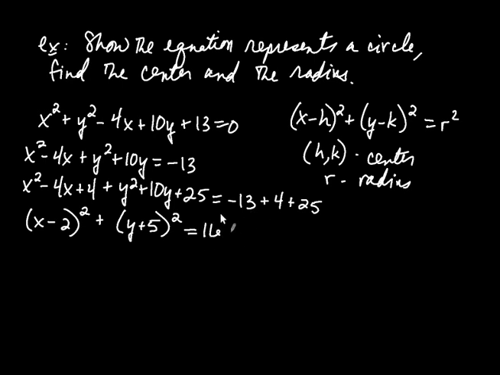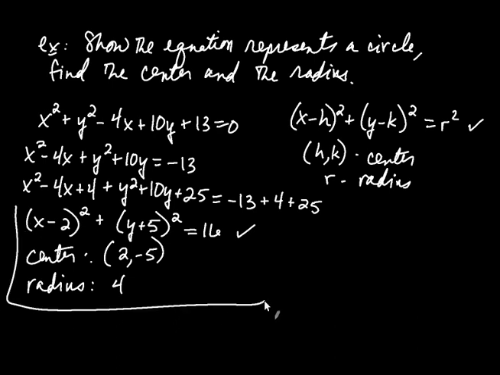And now I can see that I've written the original equation in this form, and when I compare it with the general equation, I can see that this is the equation of a circle. And what would h be? h would be 2, k would be negative 5, comparing it with this, and then r would be 4, because it's r squared on the right-hand side, and 16 is 4 squared. So my center is going to be the ordered pair (2, negative 5), and the radius is 4. Okay, so this would be my answer.